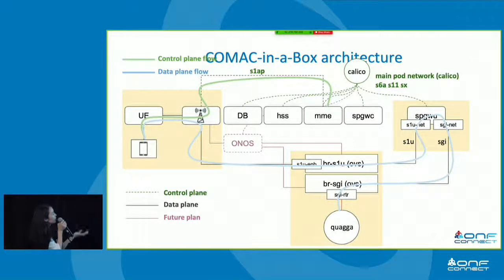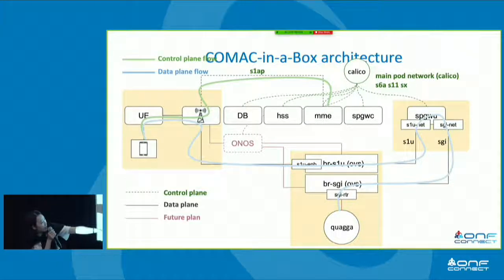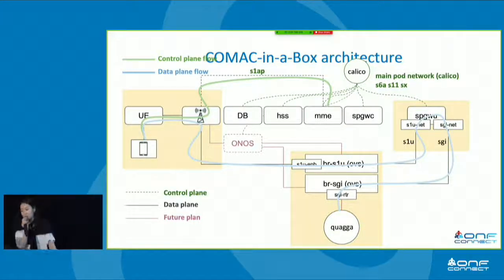After the UE is attached, we are going to test the data plane. So with the UE interface, we are going to ping this SGI network gateway IP address, which is set on the Quagga interface.